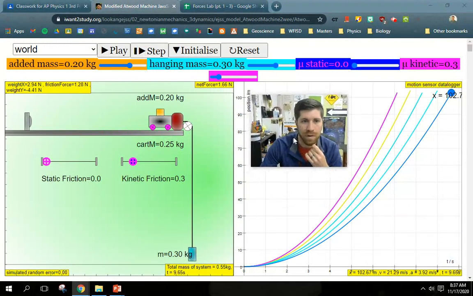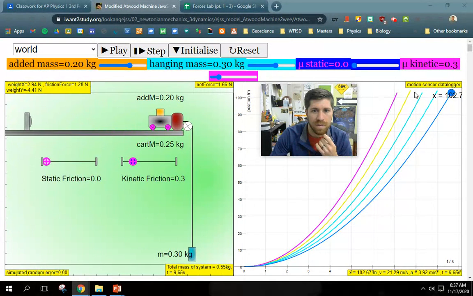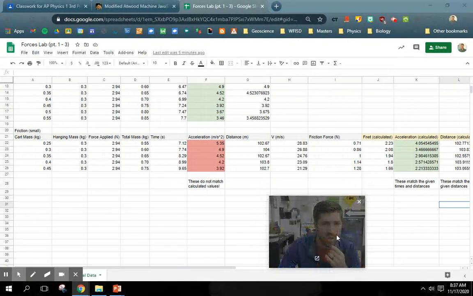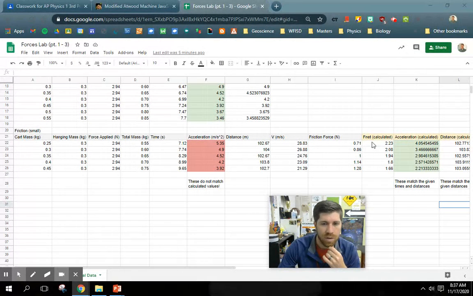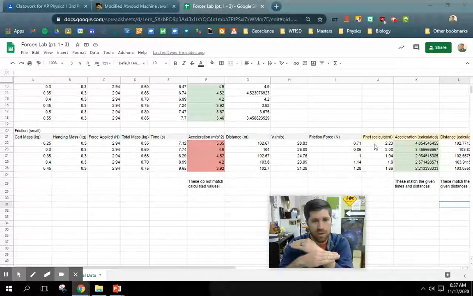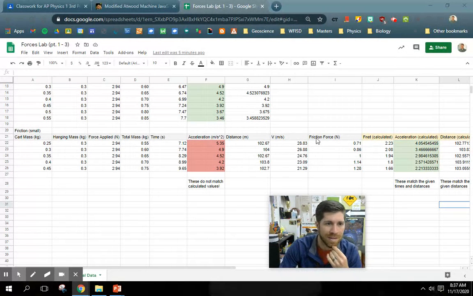But if you use the accelerations that are given by the simulation, and I've left my trend line here so you can see all those different distances, you'll see that it ends up getting to approximately the same distance, 103-ish to 104. The acceleration value that they give you down here doesn't match what it should be based on the calculated value. So I found the net force by taking the hanging mass applied force minus the frictional force, and then divided by the total mass of the system.